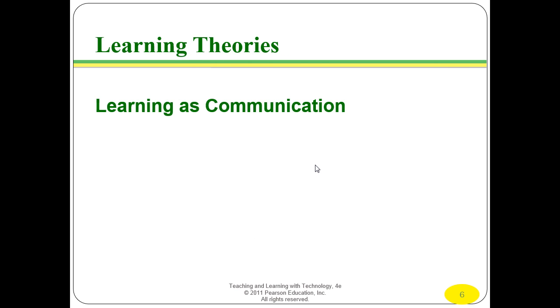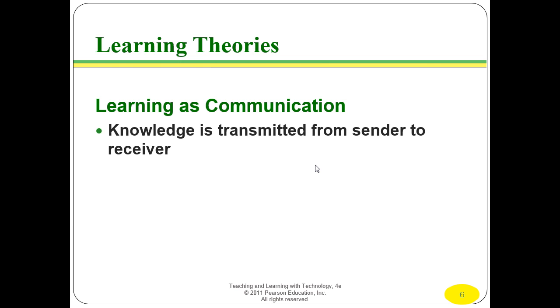So let's take a look at some learning theories. The first one, like we just said, an earlier theory, was learning is communication. Now, knowledge was transmitted from sender to receiver, sender being the teacher or professor, the receiver being the student sitting down there. That goes all the way back to Socrates there in ancient Greece. The knowledge was transmitted from one person to another.